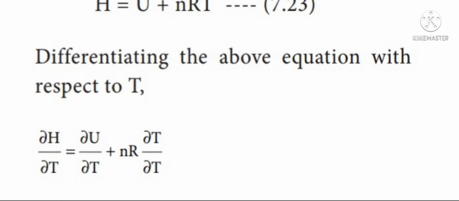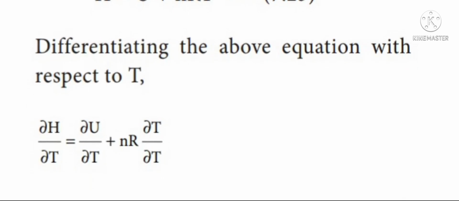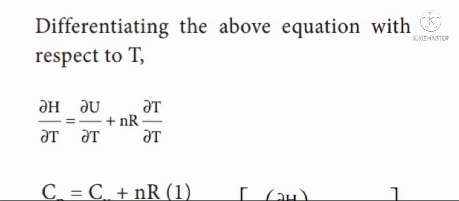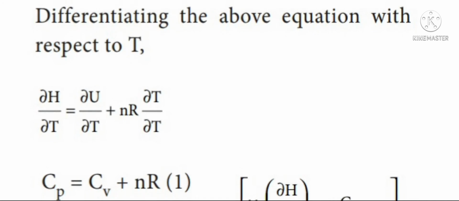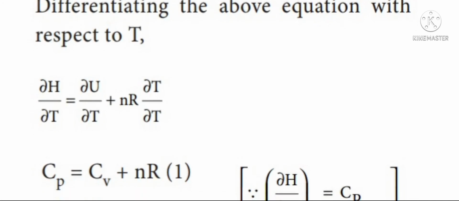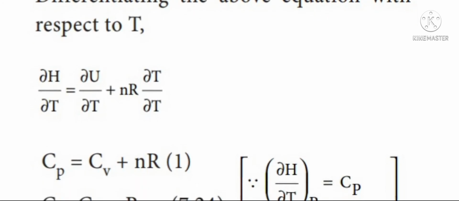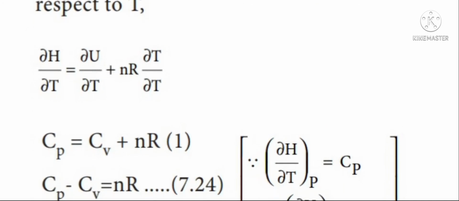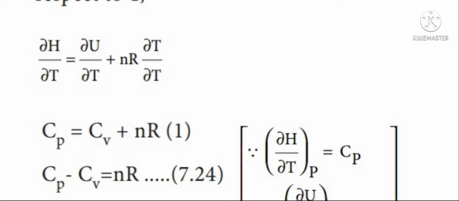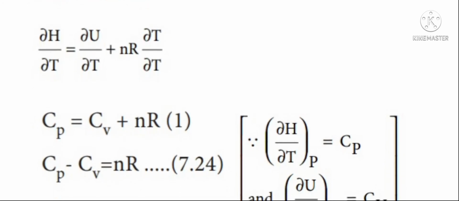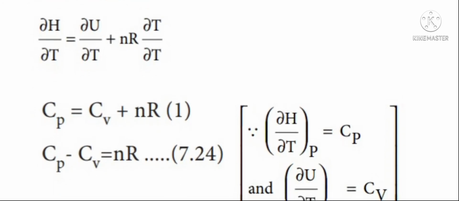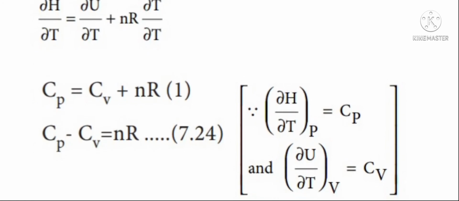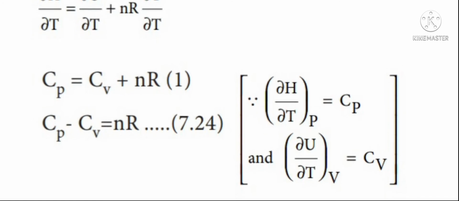We know that dH by dT is equal to Cp, and dU by dT equal to Cv. dT by dT gets cancelled. Finally, we will get Cp equal to Cv plus n into R. After rearranging, we will get Cp minus Cv is equal to n into R. It is given by equation 7.24.